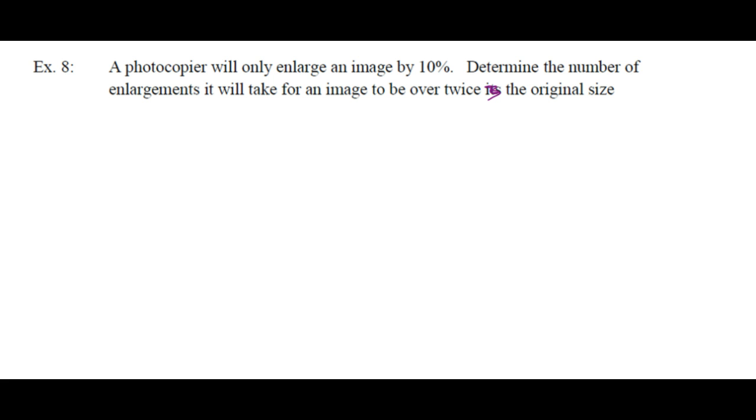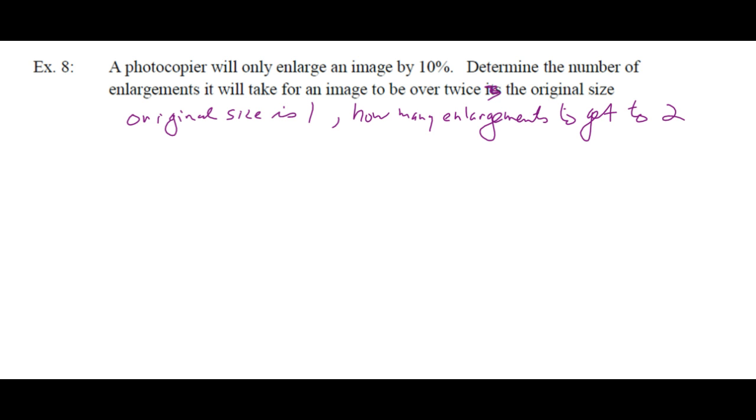What's the original size? 1, or 100%. What's it going to be when it's over twice its original size, or at least twice its original size? 2, or 200%. So let's say we go from 1 to 2. The original size is 1, and we're going to work out how many enlargements it takes to get to 2.